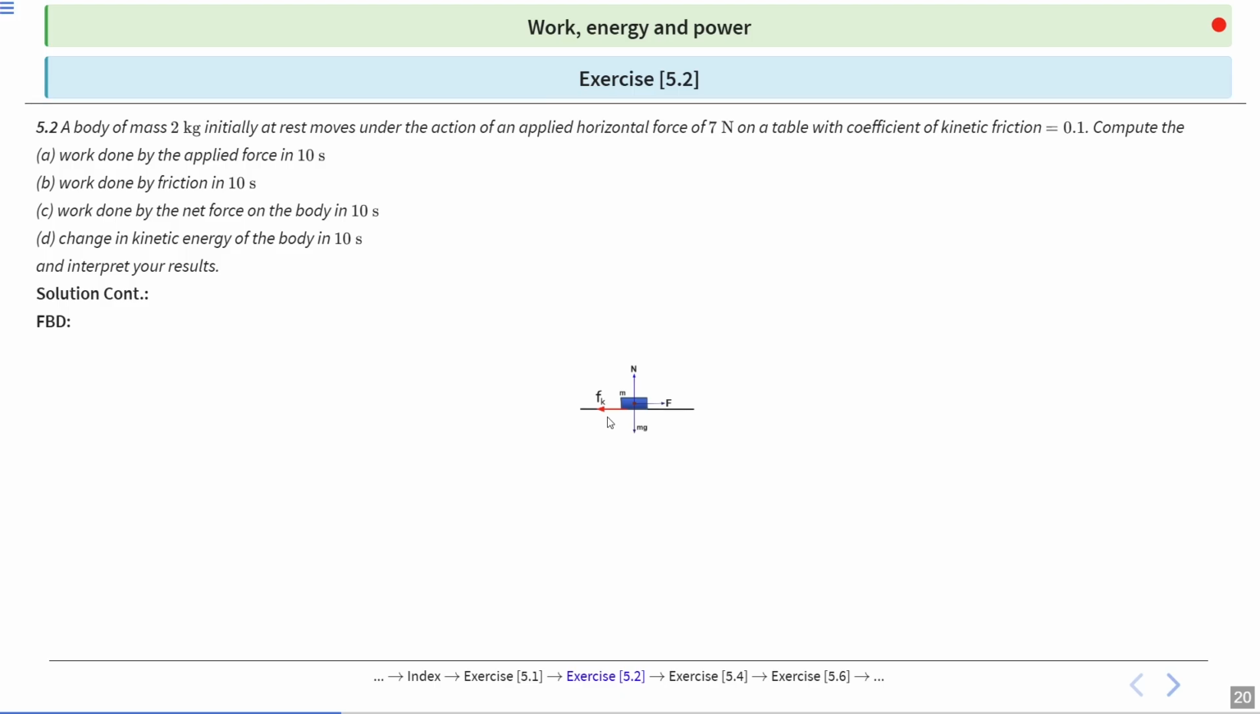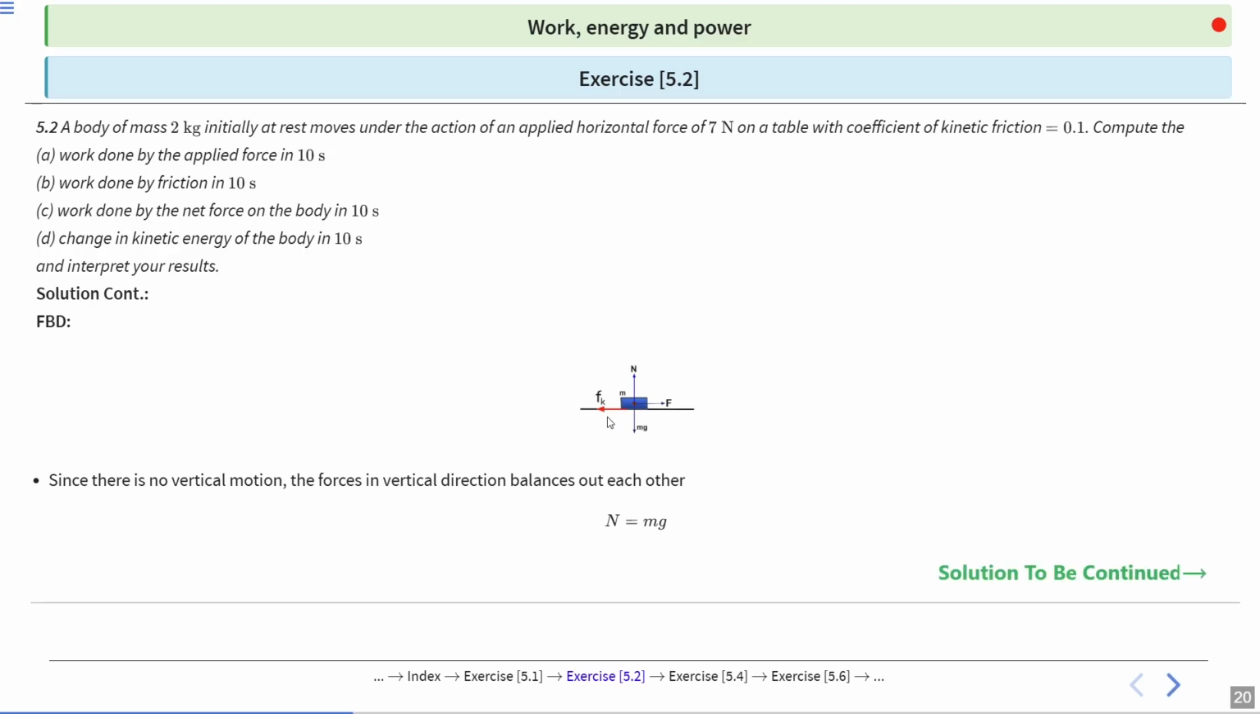Here, since there is no vertical motion, the forces in the vertical direction balance each other. So in the vertical direction, there is no net force. So N is equal to mg. Yes or no?